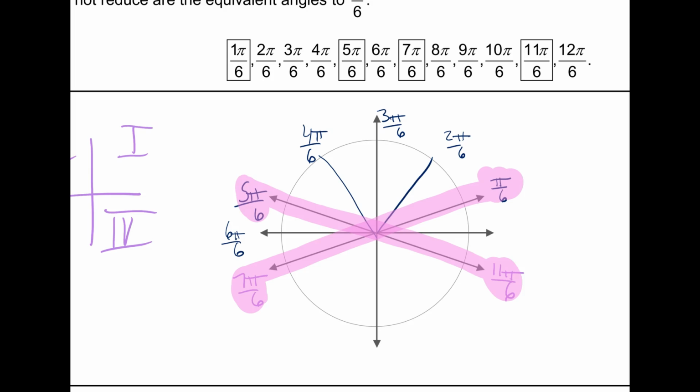How would you have to label them to know which one is the pi over 6 angle? Because I don't understand how you'd know which angle is the one.